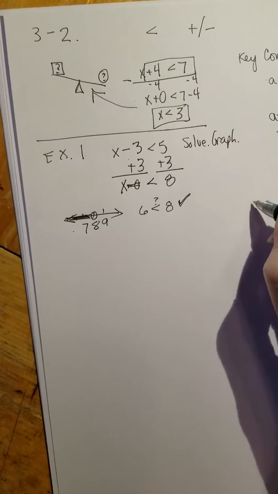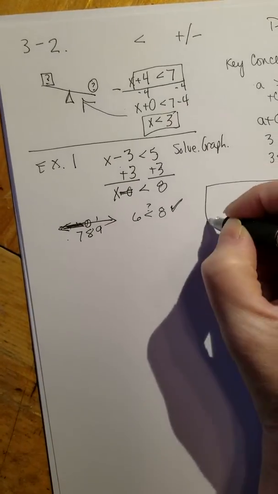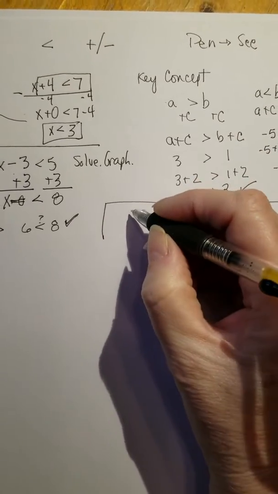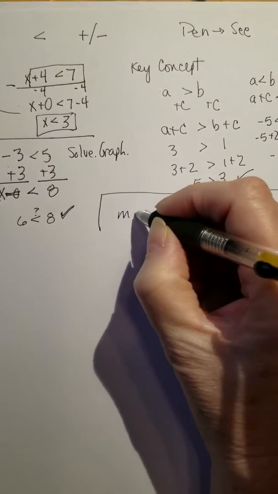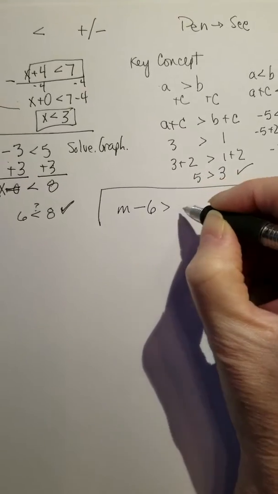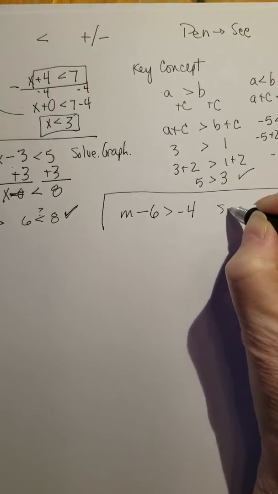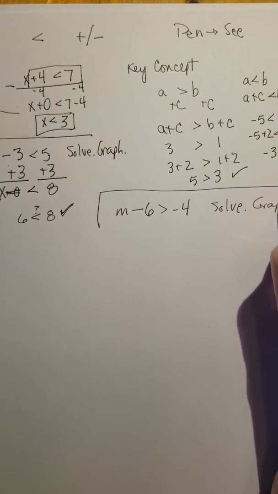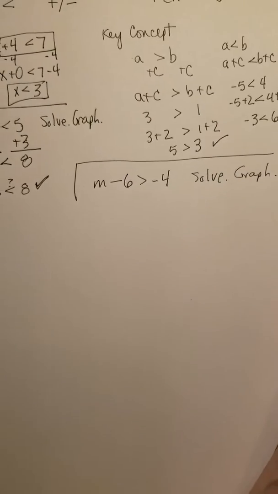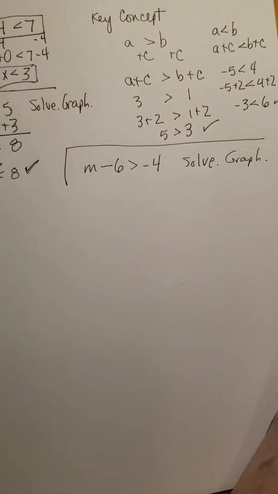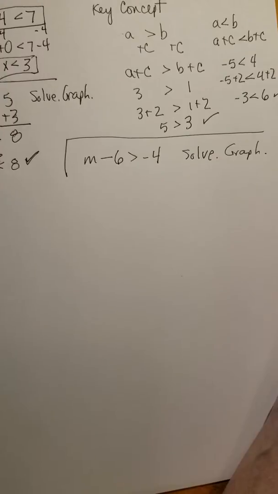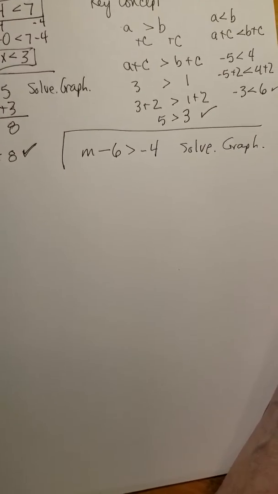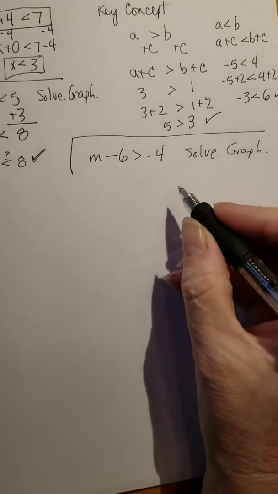Now we're going to check our understanding. This is the problem at the bottom of your page. M minus 6 is greater than negative 4. We're going to solve it and graph it. This is where you turn the video off and work the problem by yourself, and then you turn it back on and check. So go ahead, turn it off, and I'll wait.